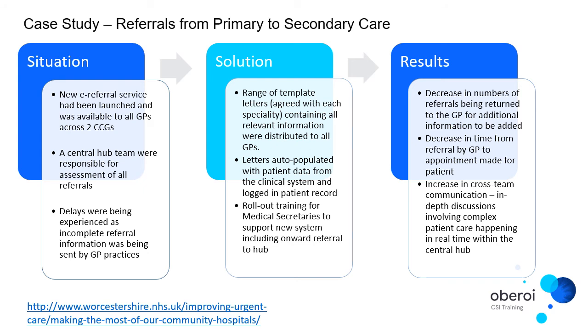So the results were, after we'd done that training, a decrease in numbers of referrals being returned to the GP for additional information to be added, a decrease in time from referral by GP to appointment made for the patient, and an increase in cross-team communication. In-depth discussions involving complex patient care were happening in real time within that central hub. So rather than going backwards and forwards to the GP and then to a different person, they were all able to talk to each other about that same patient care. And there's a full case study available on the NHS Worcestershire CCG website, and the link is here if you want to look at it.